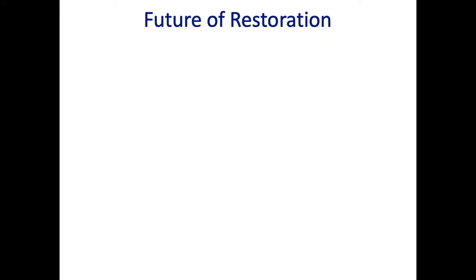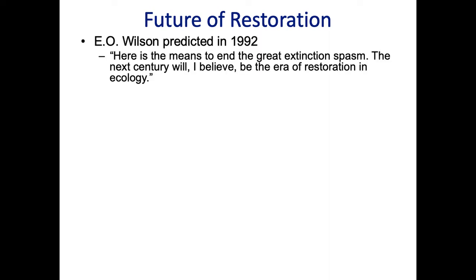Okay, so we've gone through all the examples and all the different types of restoration, all the different processes. Now I'm just going to wrap it up with some final ideas about restoration. So E.O. Wilson, if you remember, was the person that helped coin the term biodiversity, and he's been really important in conservation. And in 1992, he said, "Here is the means to the end of the great extinction spasm. The next century will, I believe, be the era of restoration in ecology."